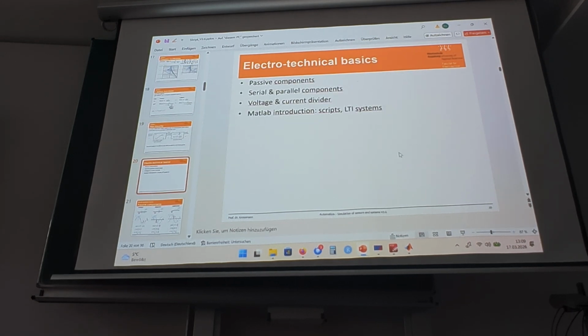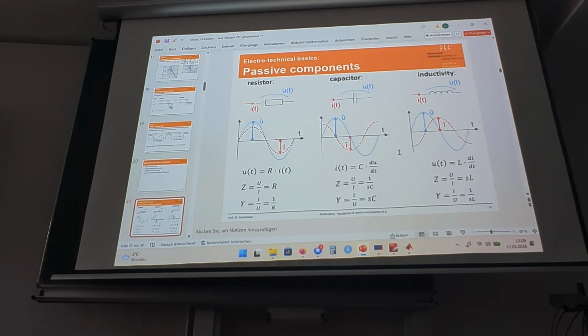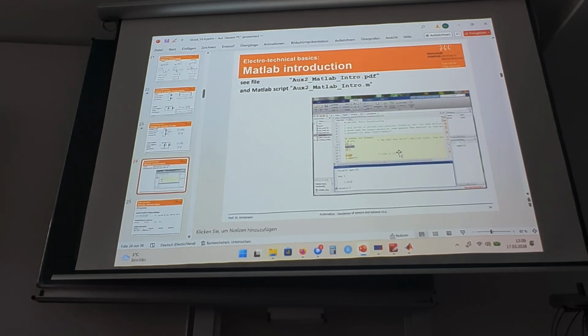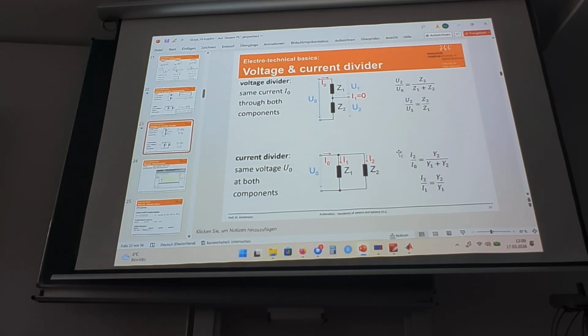Okay, so now we have covered a lot today. Next time we will talk a little bit first about passive components, and then we start with the MATLAB introduction. So please remember that you install it on your computers.